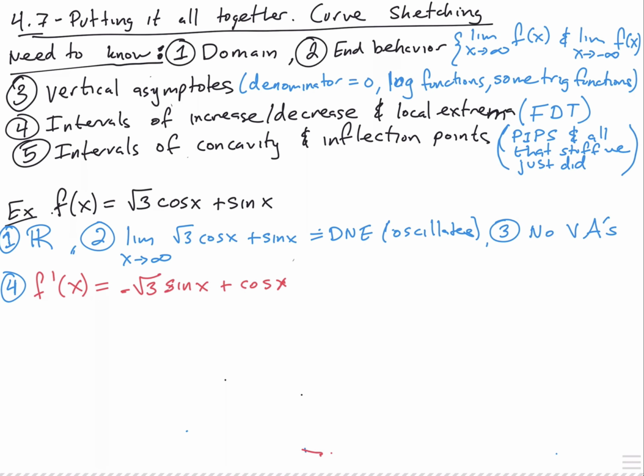See, you can't drop the class. What about the root 3? Yeah, root 3 is a constant, right? Okay, all right, so minus root 3 sine x plus cosine x. Okay, are there any points where the derivative does not exist? No. Okay. So let's set it equal to 0. So minus root 3 sine x plus cosine x equal to 0.